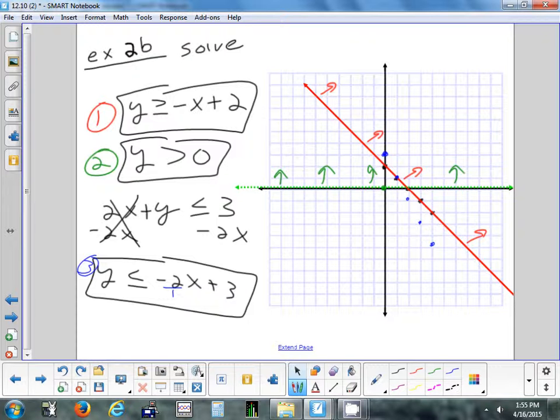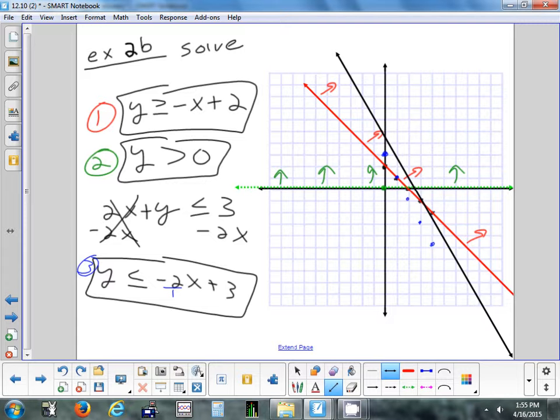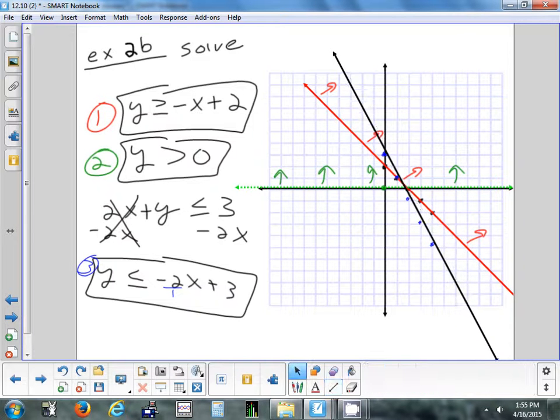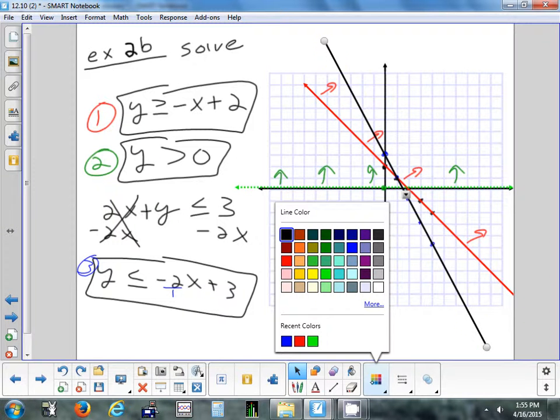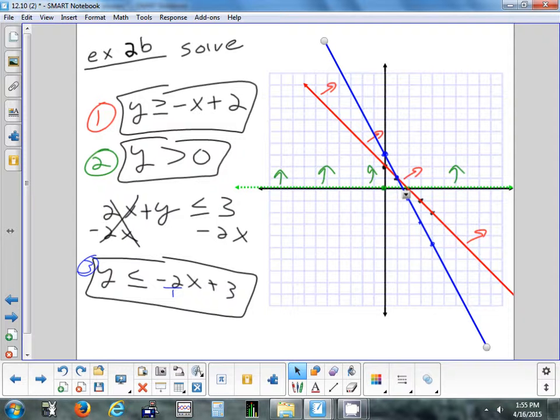Okay, so these red and blue lines, they're going to be pretty close with their slopes. Okay, they're pretty close. Solid or dotted? Solid. Okay, are we shading above that line or below? Below. Shade below.